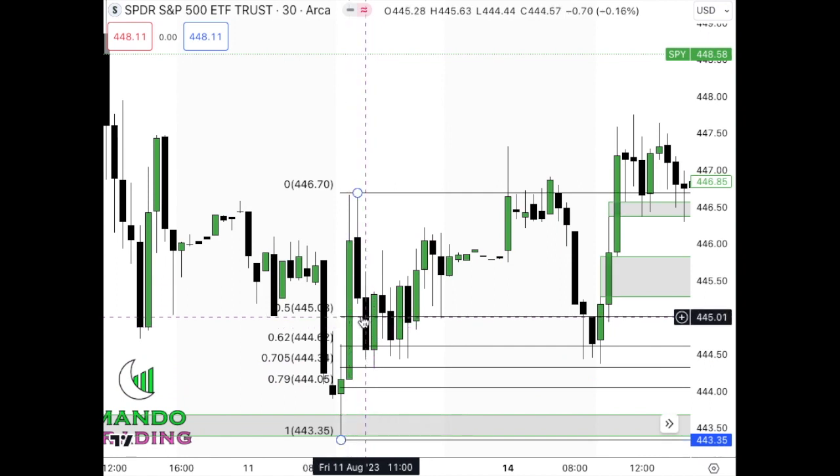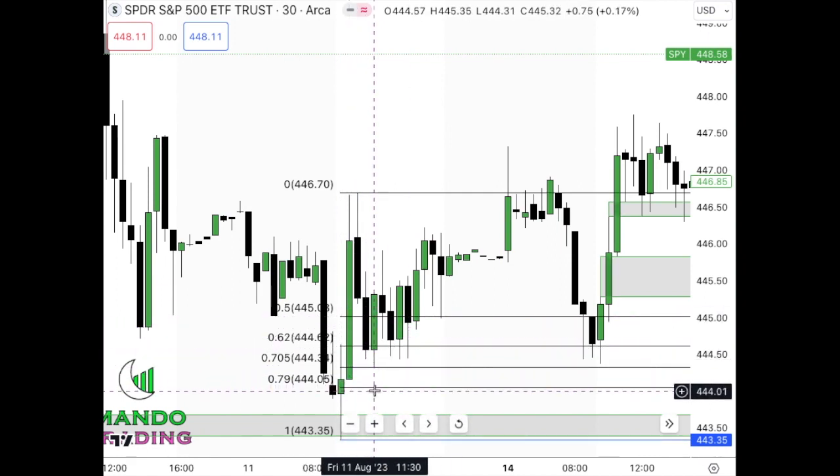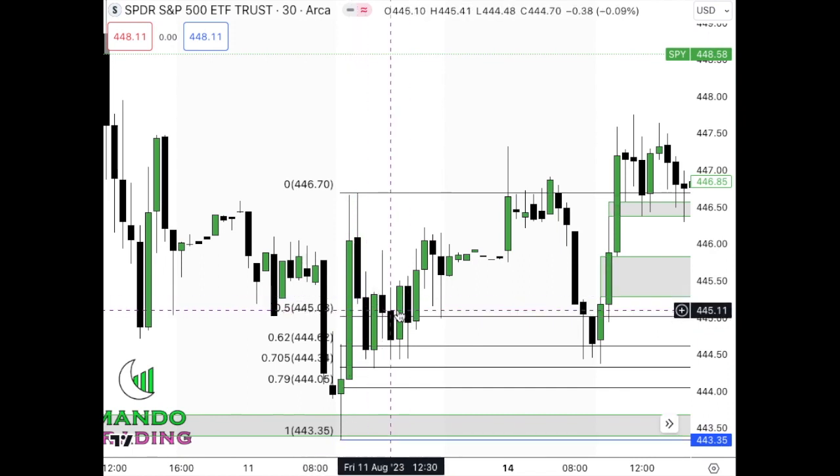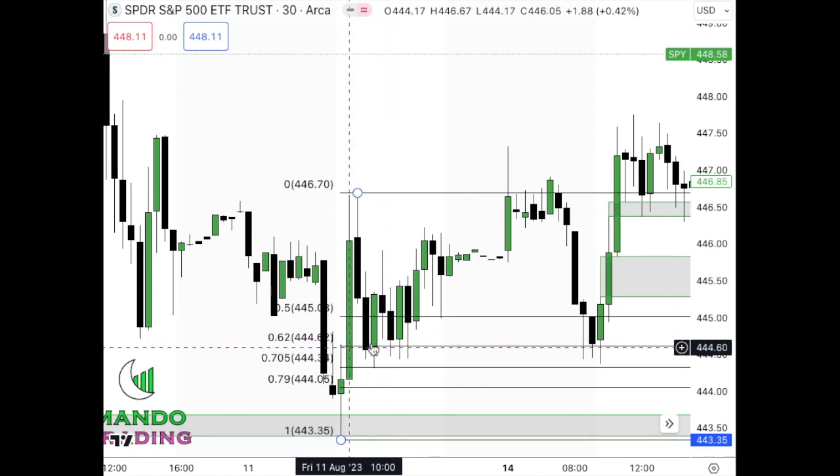And what that is, down into this 0.62 to 0.79 range. Now, 50% usually tends to be a battleground where you see this type of price action, where it really is a battle. Are we remaining bullish? Are we going to be bearish?